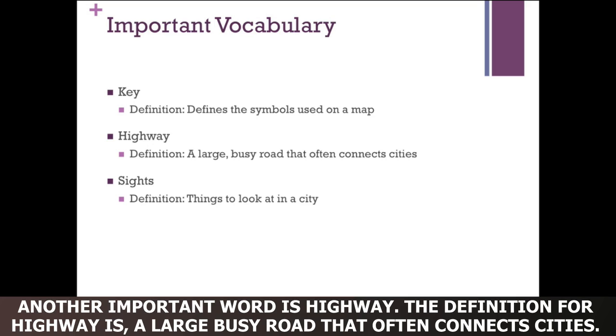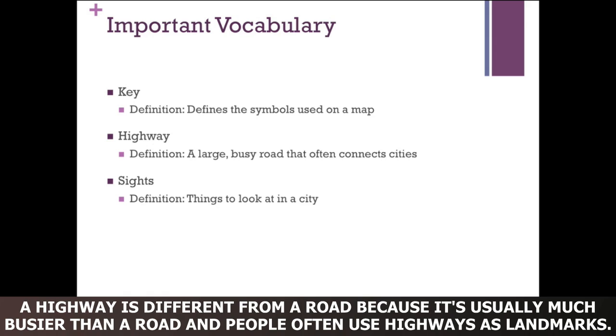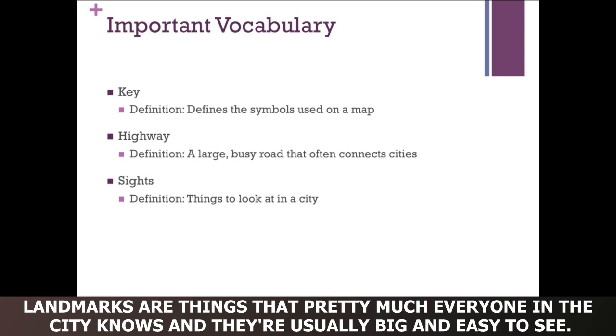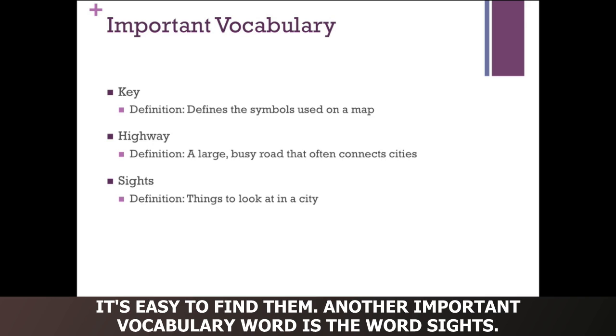Another important word is highway. The definition for highway is a large, busy road that often connects cities. A highway is different from a road because it's usually much busier than a road, and people often use highways as landmarks. Landmarks are things that pretty much everyone in the city knows, and they're usually big and easy to see. It's easy to find them.